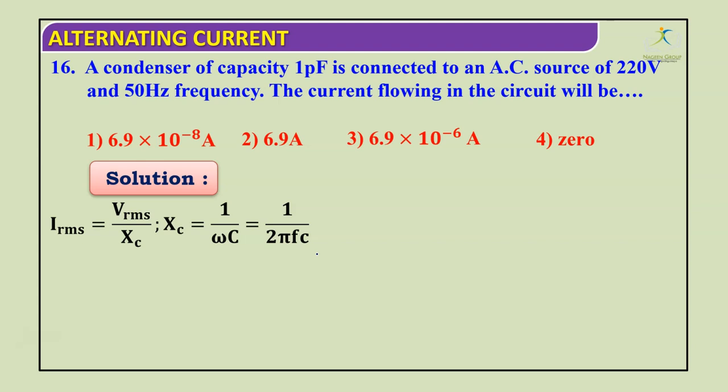Let's see. I_RMS is equal to V_RMS by X_C, and X_C is equal to 1 by omega C. We know the value of omega, which is 2 pi f. So I'll put this value of 1 by 2 pi f C. Now I'll put in all the terms present over there: the value of pi is 22 by 7, and the value of f is 50. I'll put all these particular values.